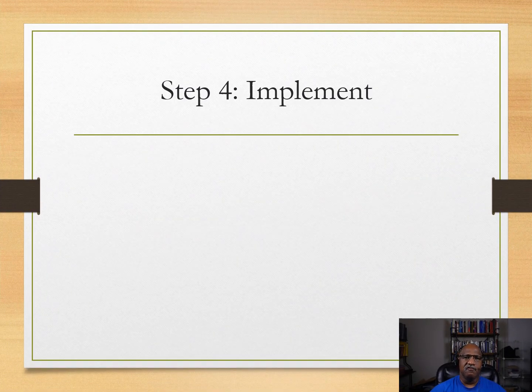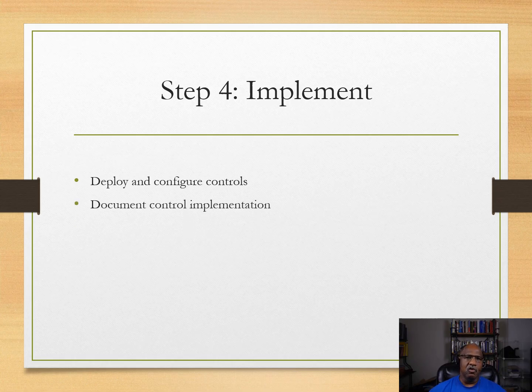And then in step four, the implement step, you deploy and configure the security controls for that system. You document the control implementation. You integrate that into IT operations. So once you implement the security controls, and a system goes into operations, those things are integrated into the way that system is operated in the production environment.